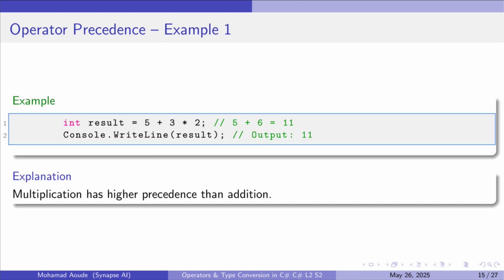Consider 5 plus 3 times 2. Multiplication happens first, so you get 5 plus 6, which equals 11, not 16. Remembering operator precedence rules saves you debugging time.